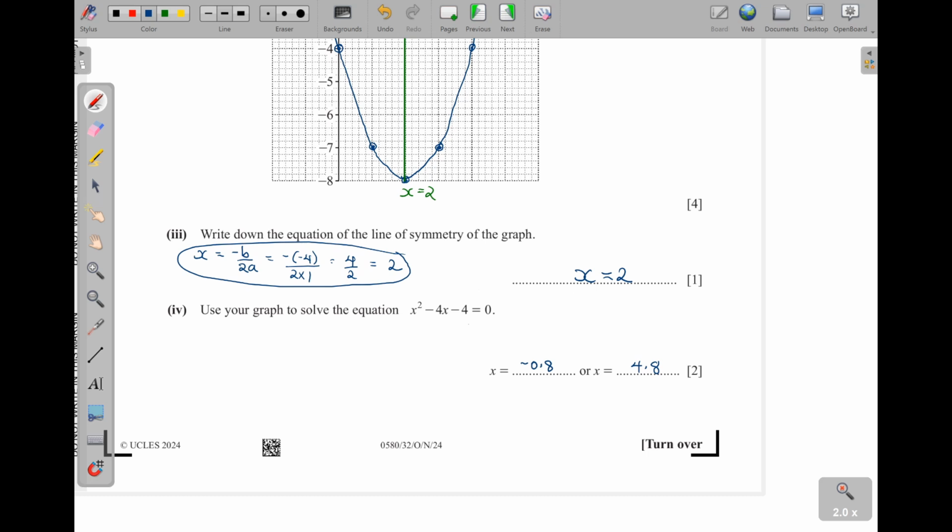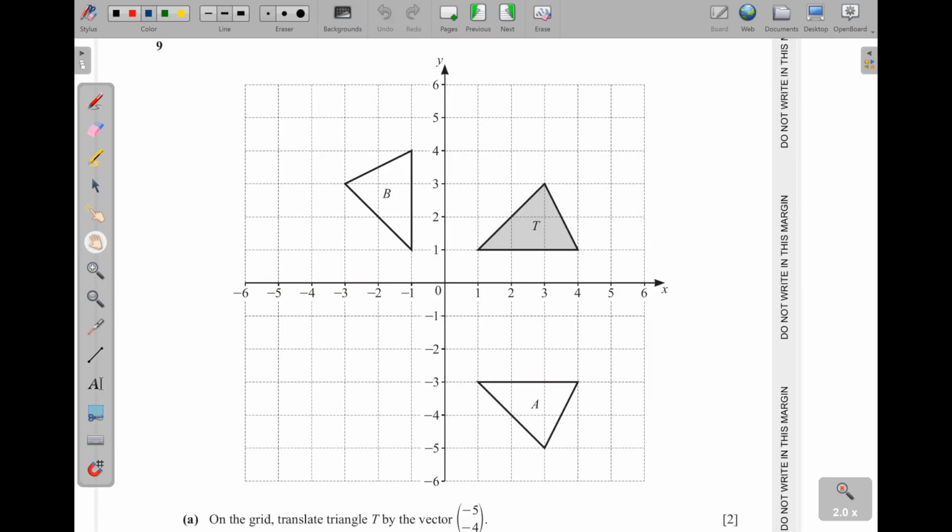Now, since we all don't draw the same smooth curve, they always give a range of values. So here, your values must be within this range, negative 0.7 to negative 0.9, and then here it should be within 4.7 to 4.9. Question 9 is coming from transformations.